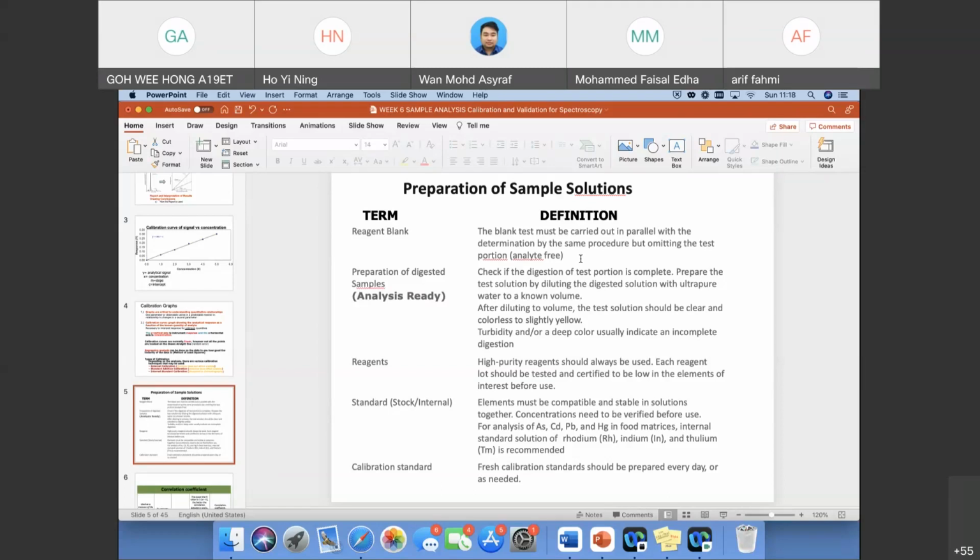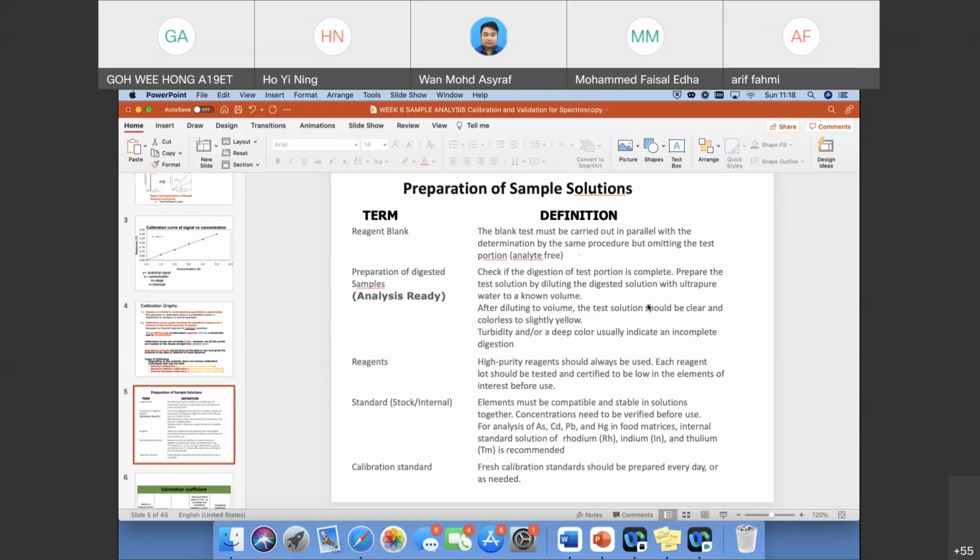Okay, do you guys understand about reagent blank? It must be analyte free. It's a solution or a reagent without your analyte of interest. All right.